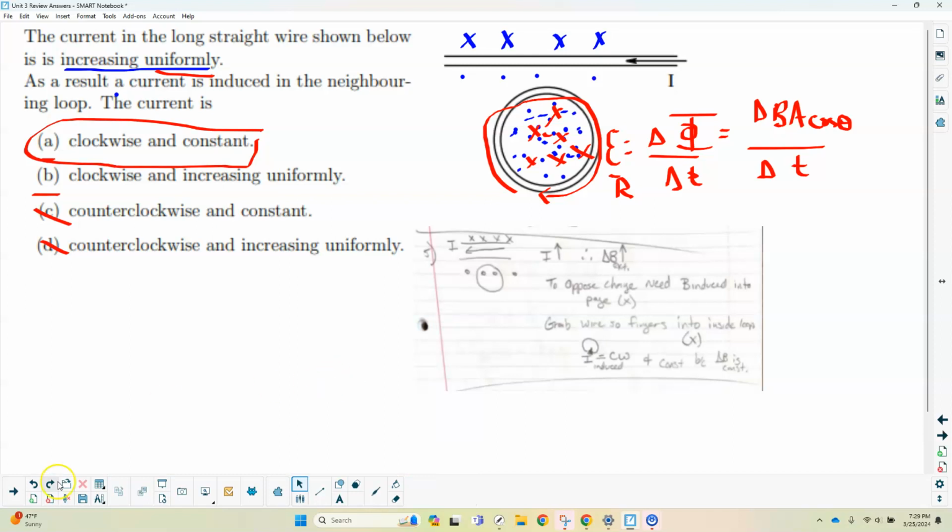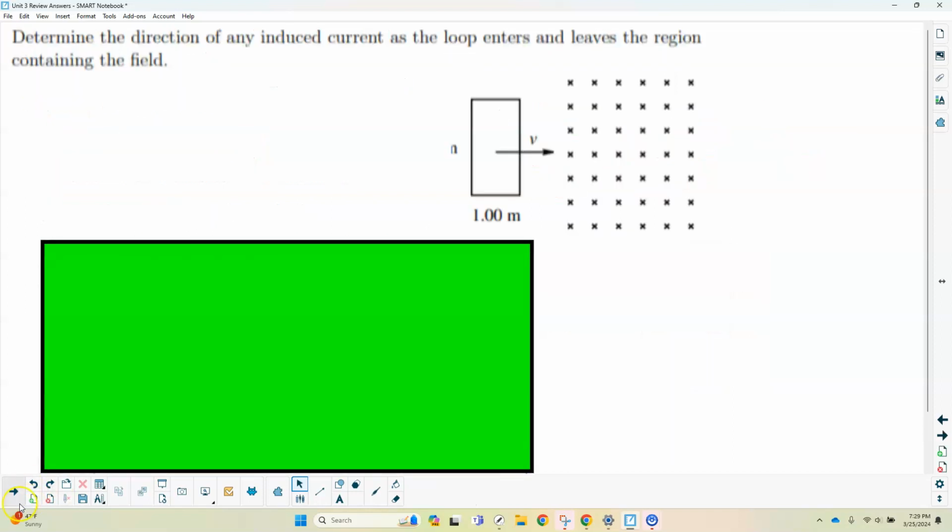All right. So a couple more conceptual ones with flux. So it says determine the direction of any induced current as it enters and leaves the region containing the magnetic field. So we have this loop of wire, and it's going to move to the right. And again, as it enters the field, or as it continually moves into the magnetic field, which is directed into the page, there are more X's. So the external field has an increase in X's, or magnetic field lines directed inward. So the induced current has to oppose that.